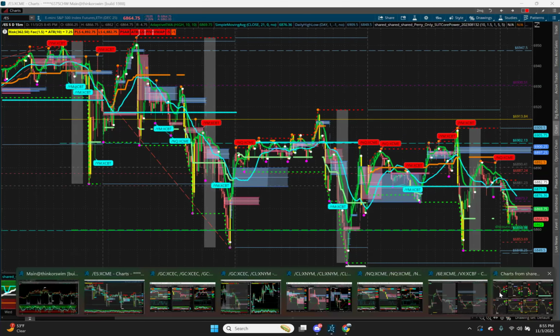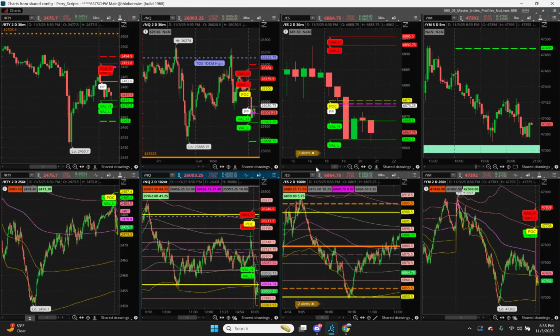If you looked at Perry's levels today, they were spot on, and I actually wanted to go over that. So let me flip to another slideshow I built today. Yeah, so that's range trading.